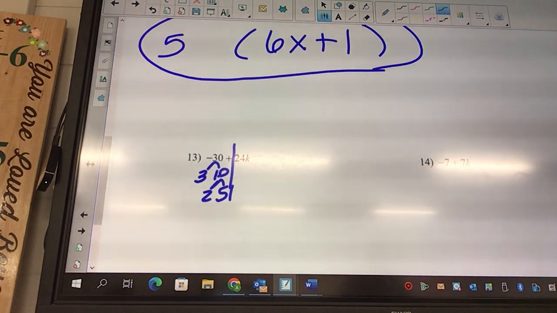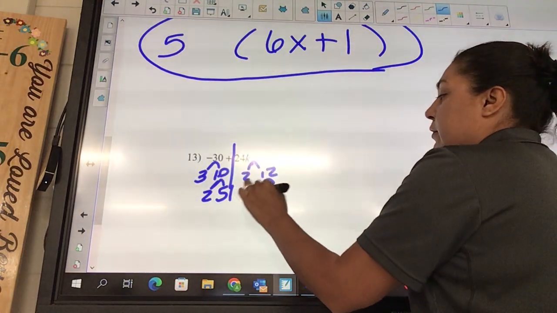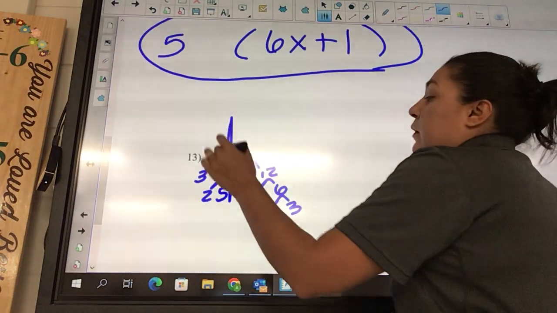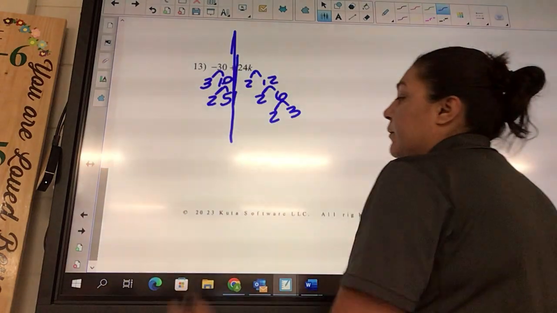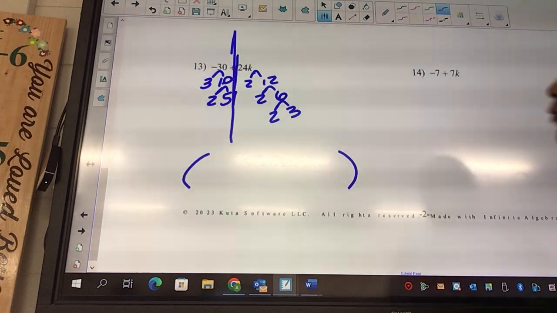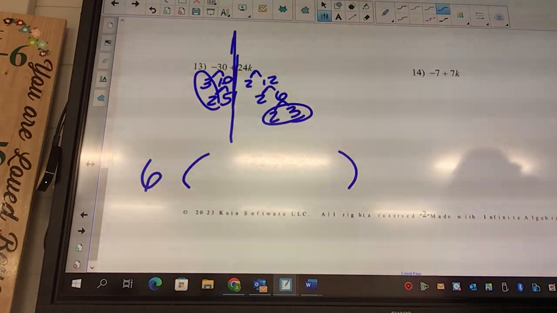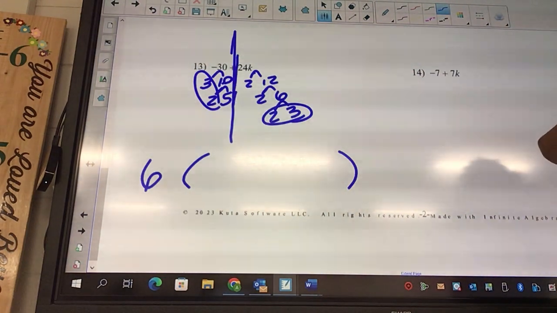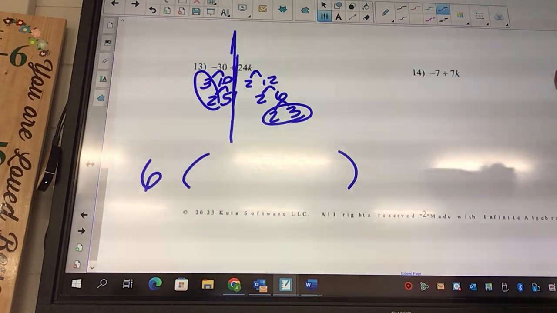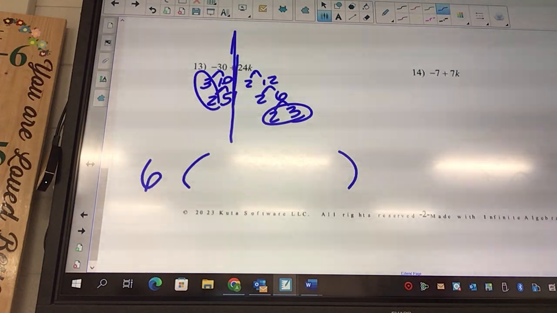Okay. 24. We're gonna get 2 and 12, 2, 6, 2, 3. Okay, what can we take out? A 2 and a 3. And what's that gonna give me on the outside? A 6. Although 2 can go into both of those, and so can 3, 6 is our greatest common factor. So if you accidentally pull a 2 or a 3, you're not pulling the biggest one.